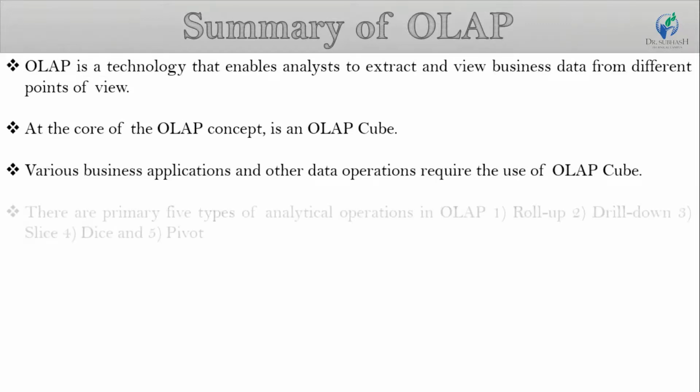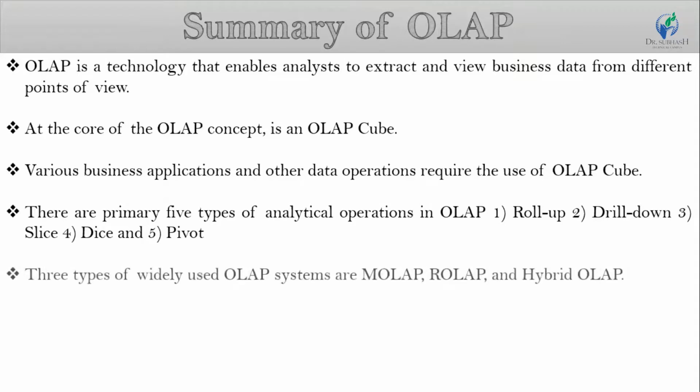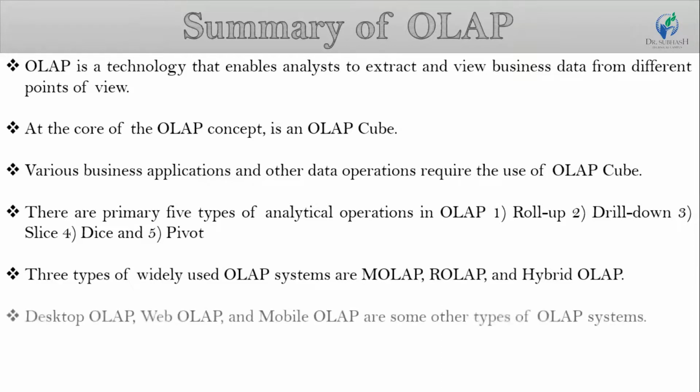Next is there are primarily 5 types of analytical operations in OLAP. First one is roll up, second is drill down, third is slice, fourth is dice, and fifth is pivot. Next is 3 types of widely used OLAP systems are MOLAP, ROLAP, and hybrid OLAP. So desktop OLAP, web OLAP, and mobile OLAP are some other types of OLAP systems. So I hope you can understand the basic operation of OLAP and its advantages and drawbacks.